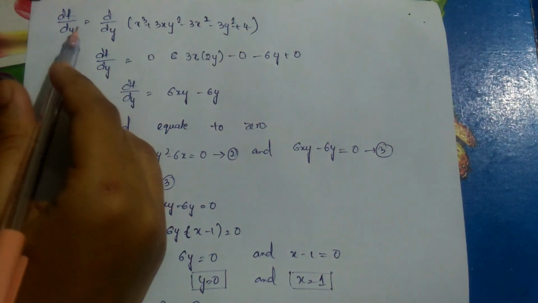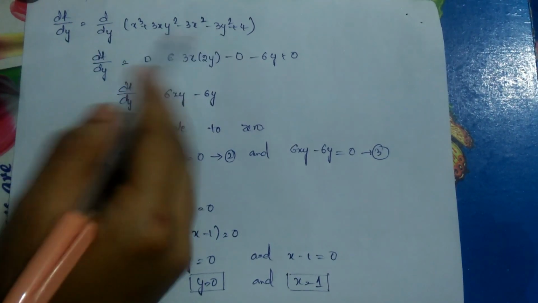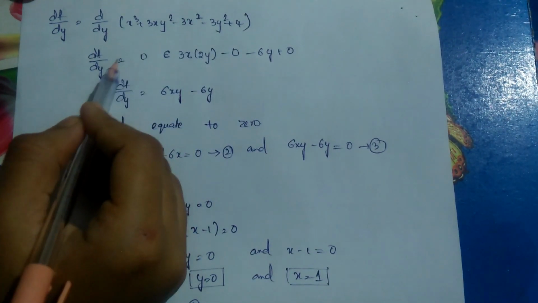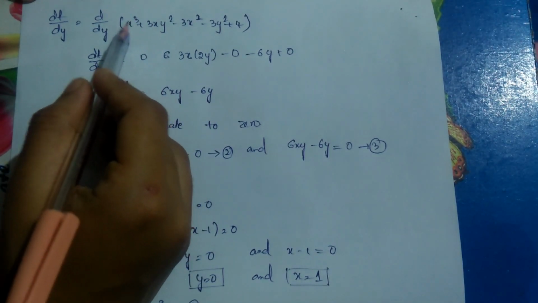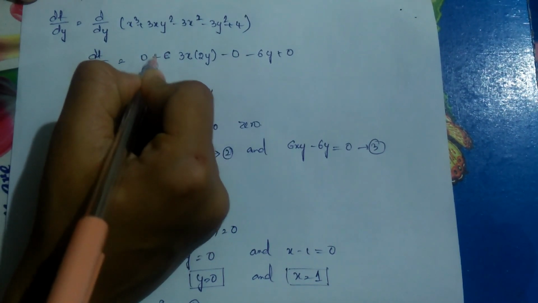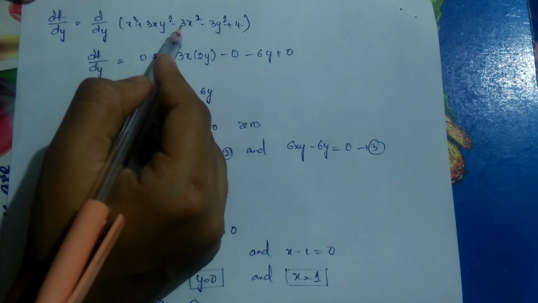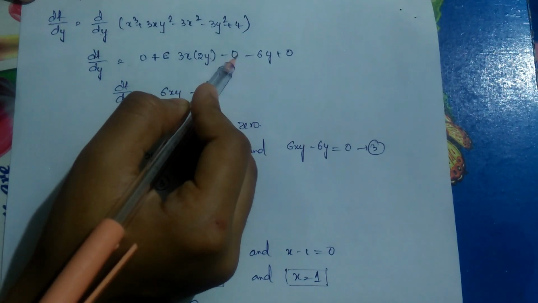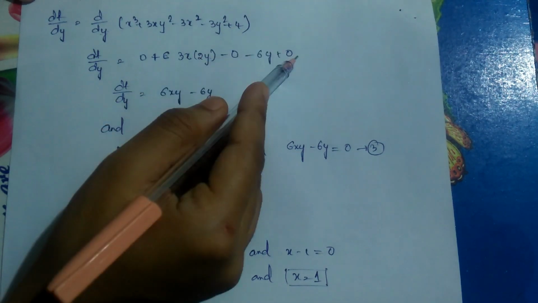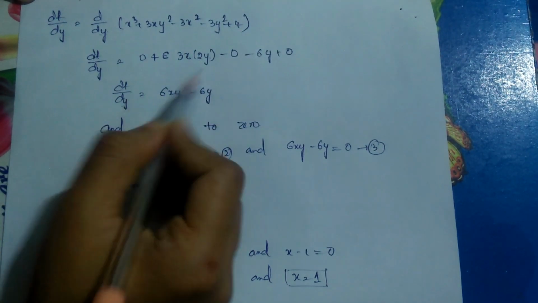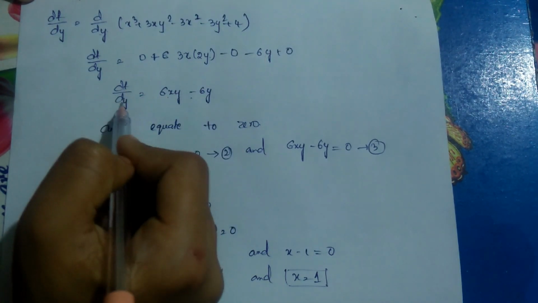Similarly, we also differentiate the function with respect to y, that is dou f by dou y equals dou by dou y of the function f(x, y). Then dou f by dou y is equal to: the derivative of x cube with respect to y is 0, and 3xy square differentiated with respect to y is 3x into 2y, and minus 3x square derivative with respect to y is 0, and minus 3y square derivative with respect to y is minus 6y, plus constant differentiation is 0. Then dou f by dou y is equal to 6xy minus 6y. This is dou f by dou y.